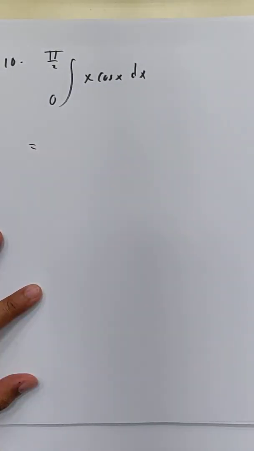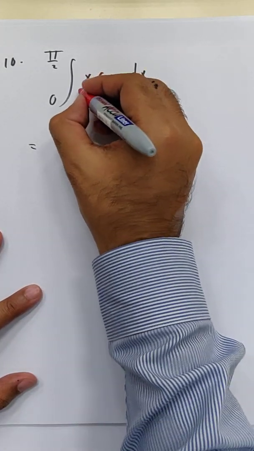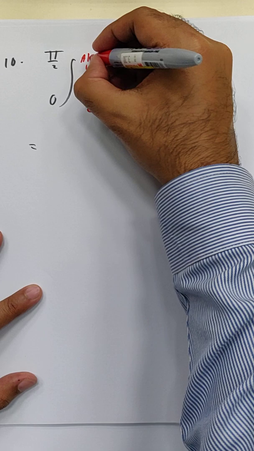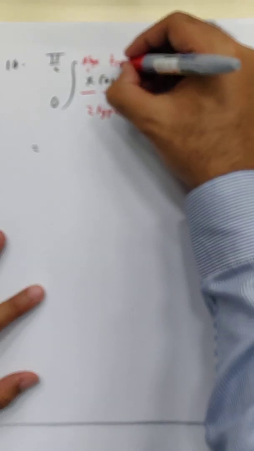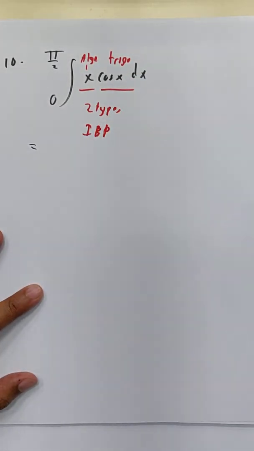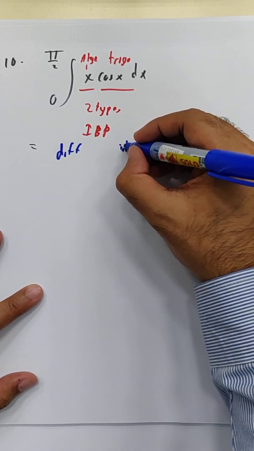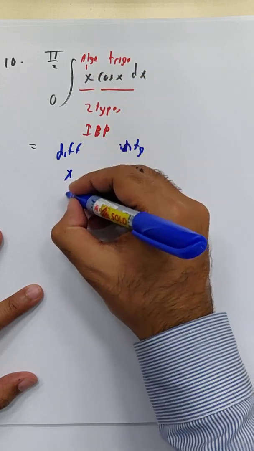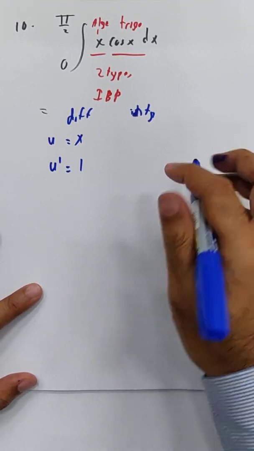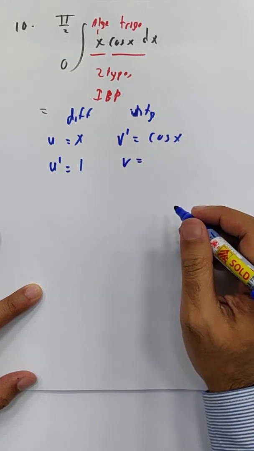Okay, now how do we integrate this one first? IBP, integration by parts. Why? Two different types. This is algebraic. This one is a trigo. So it's an IBP. In IBP, you want to differentiate one thing and you want to integrate another thing. Which one do you want to differentiate? x. If you differentiate x, you simply get 1. Make it simpler. So when we integrate cos x, sin x.